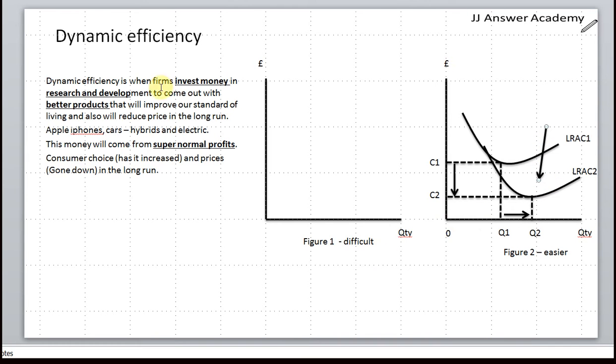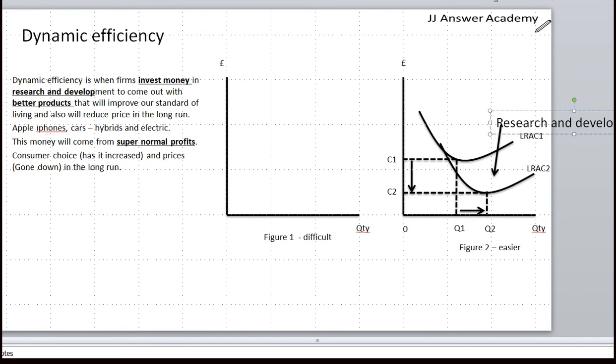Not only research and development, this could be, let's say, the firm has changed the production technique and they are now doing mass production. Okay, so what's made it move? I'll give you that example. Give me a second. Let me just write this down.